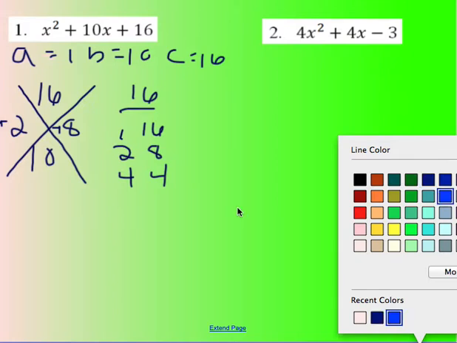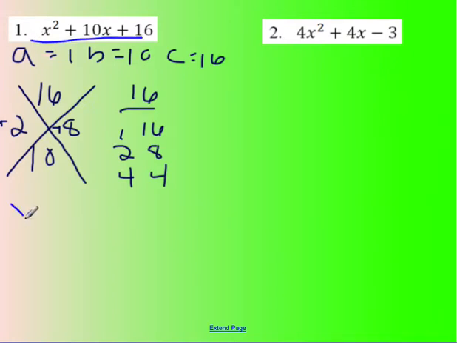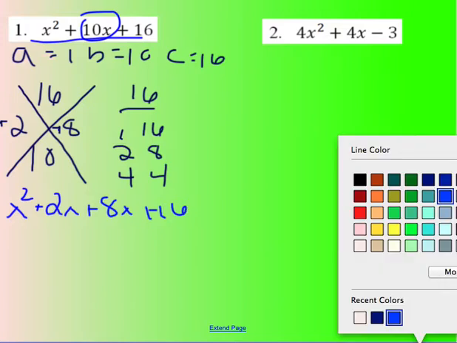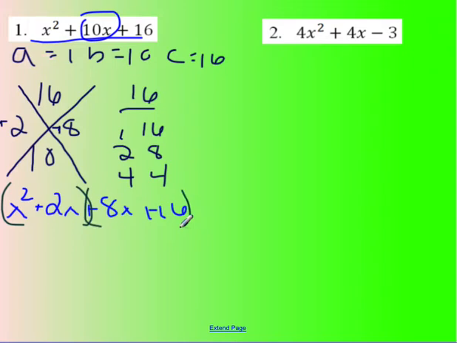So now what we're going to do is rewrite this equation. So instead of writing 10x, I'm going to write that as 2x plus 8x plus 16. So now I want to go ahead and factor this by grouping. So I want to make some groups. Between x squared and 2x, I can divide out an x, and then I'm left with x plus 2 when I divide that out. Between 8x and 16, I can actually divide out an 8. So then I'm dividing each term by 8, and I'm left with x plus 2.